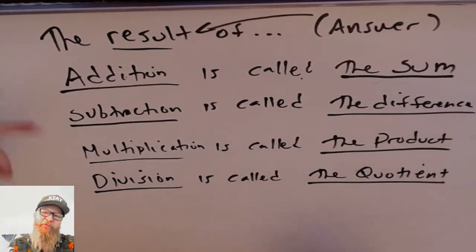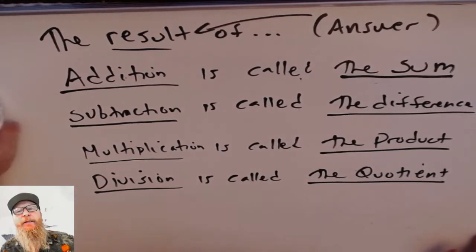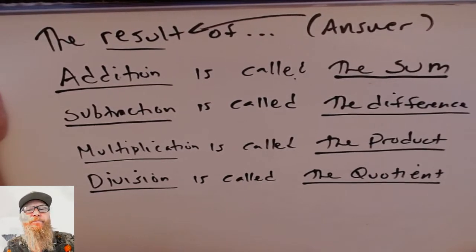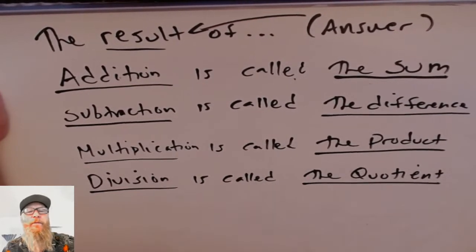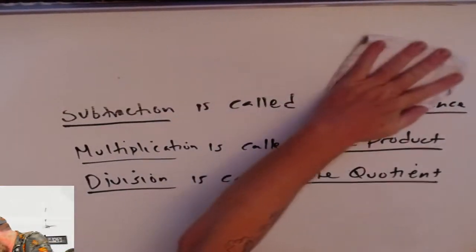So those are going to be your 4 basic operations and the vocabulary words associated to them. It does take up quite a bit of space.